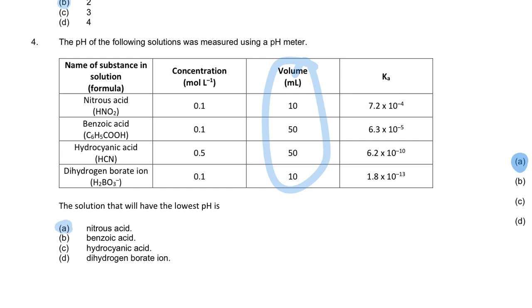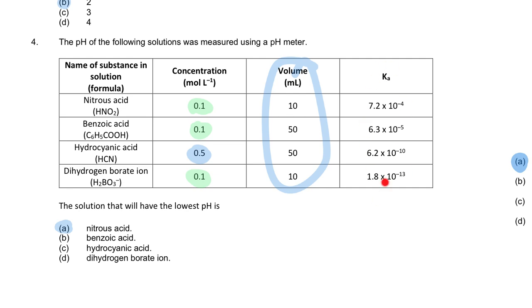The concentration is important, and you'll notice that this one here is 0.5 and the others here are 0.1s, right? So the question is, this one here, the hydrocyanic acid, is 5 times more concentrated. So in theory, you would have to think it's going to be more acidic, but then you also have to take into account the Ka values.